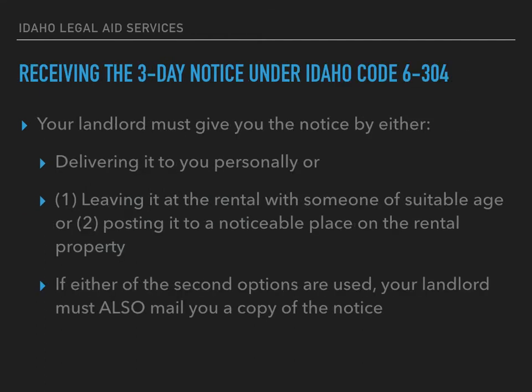Now, when you receive the 3-day notice, it has to be done in a specific way under Idaho Code 6-304. And so your landlord must give you the notice either by personally delivering it to you, or by leaving it at the rental property with someone of suitable age, or posting it to a noticeable place on the rental property, and mailing a copy. If the landlord uses either of these two second options, they must also mail a copy to you.